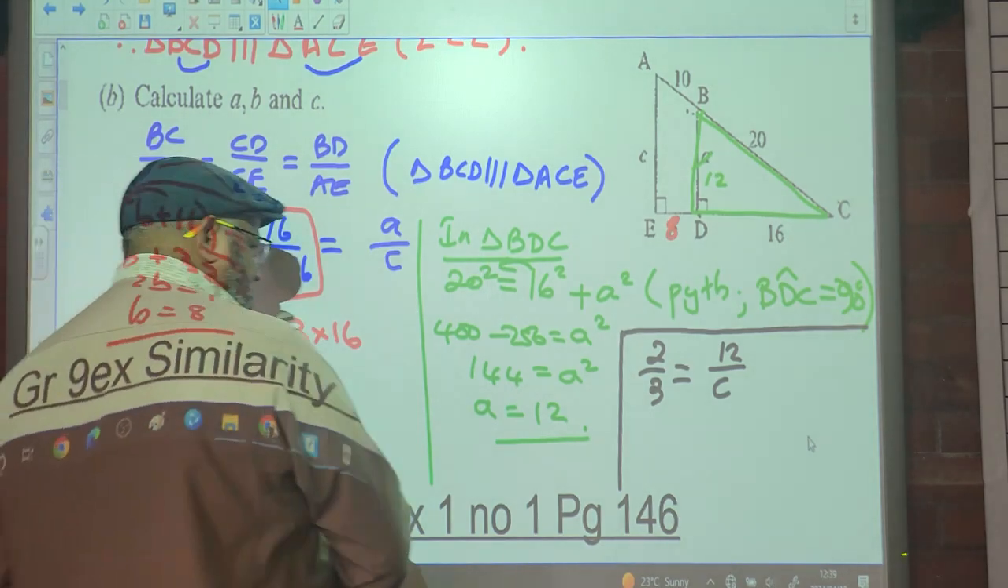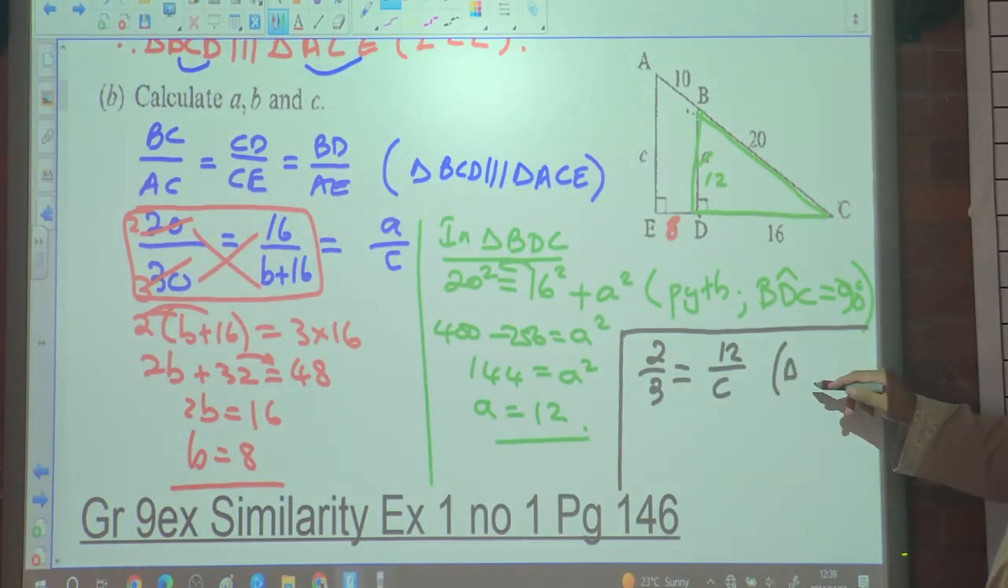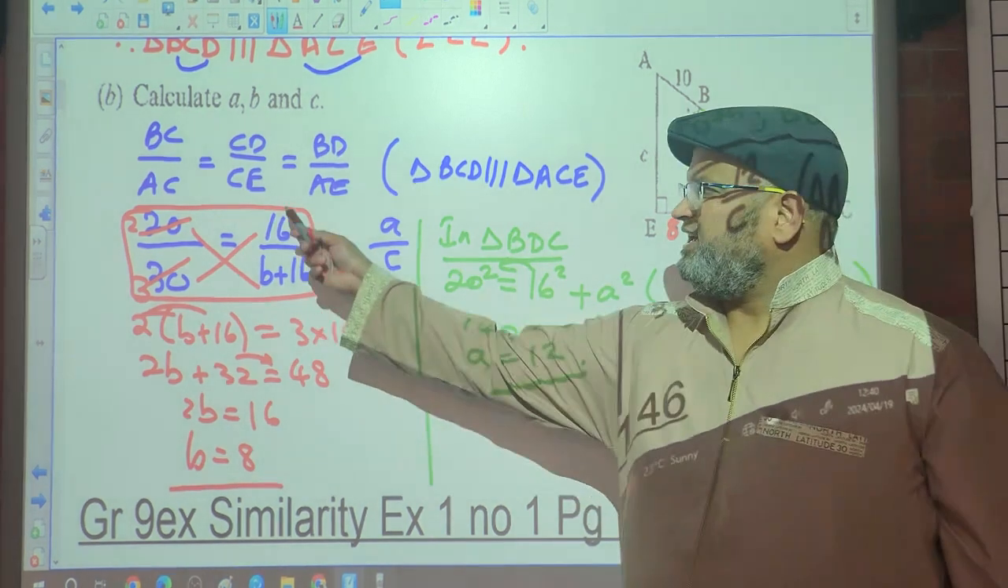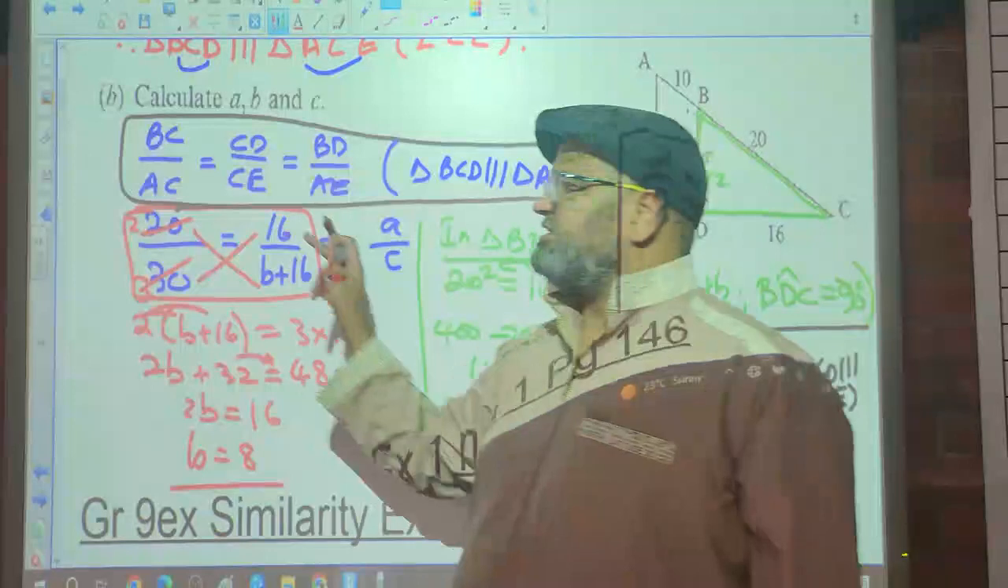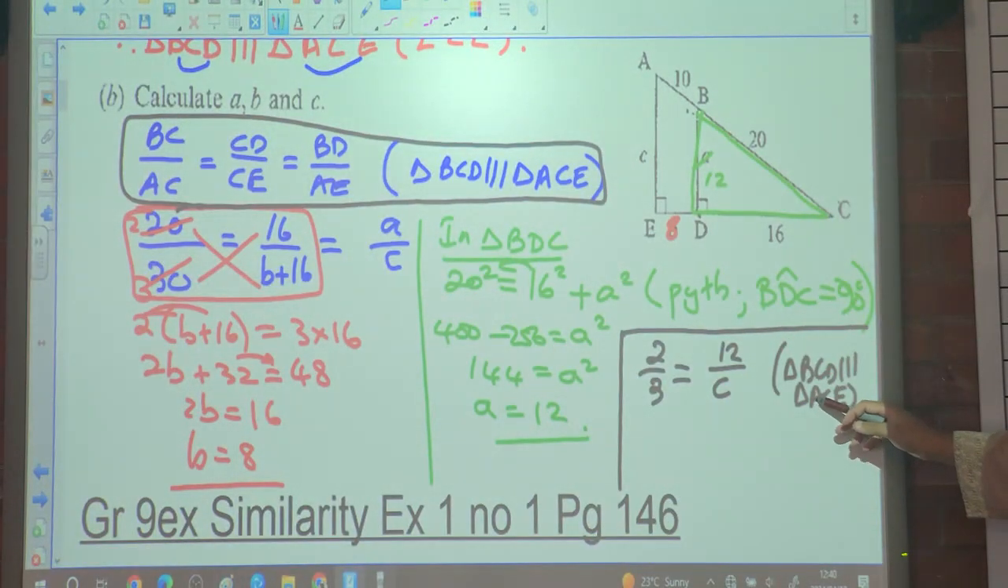The reason here is because also from similarity, no? That triangle BCD is similar to triangle ACE. But we don't need this reason here, because there we have already written that, so that is sufficient already. But I'm just writing it here to show you where this is coming from, just in case later on you open your book by mistake over the weekend, and then you know where it's coming from.